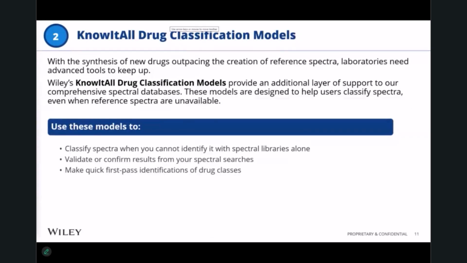So this brings us to our second alternative method of classification models. Our classification models are another layer of added support for unknown identification. You can classify spectra when it cannot be accurately identified with spectral searching. These models can be used to confirm or validate results as well. And the models are easily integrated and can be run quickly as a first pass method or as a confirmation of a spectral characterization.